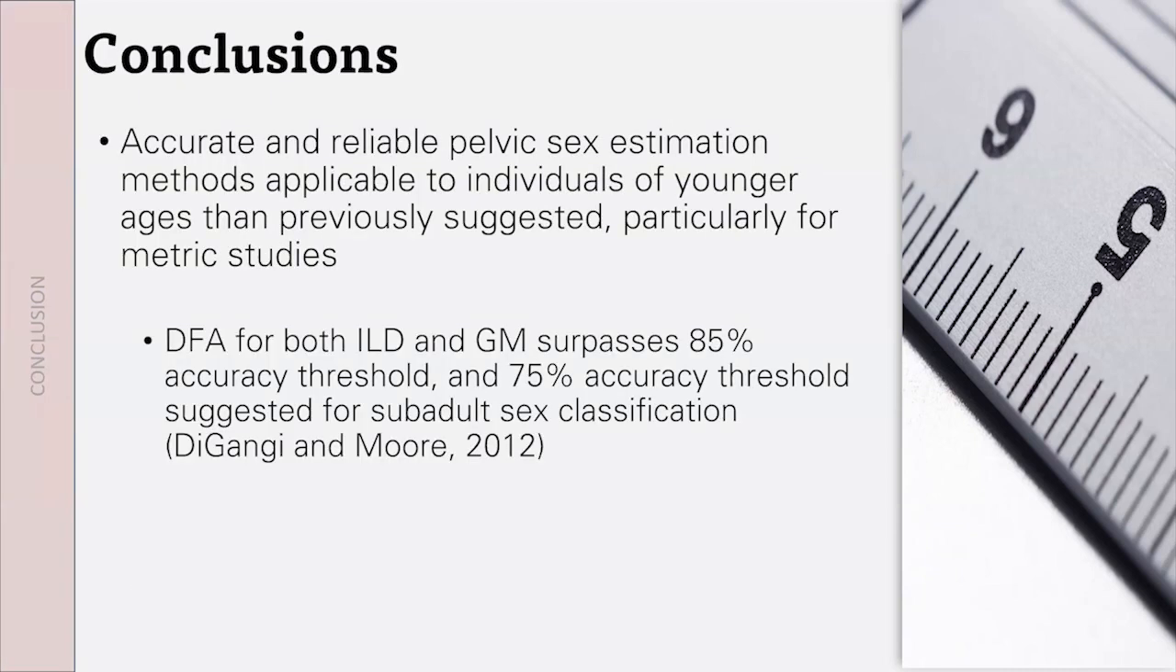The study has demonstrated that accurate and reliable pelvic skeletal sex estimation methods are applicable to individuals of younger ages than previously suggested, particularly for the metric analyses or the ILDs. The DFA for ILD and GM both surpassed the 85% accuracy threshold for adult methodologies, and the 75% accuracy threshold that has been suggested for subadult methodologies recommended in forensic anthropology.